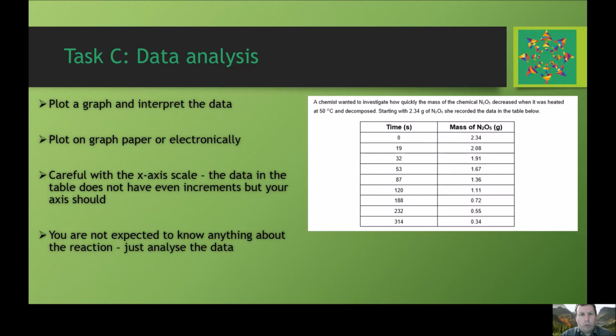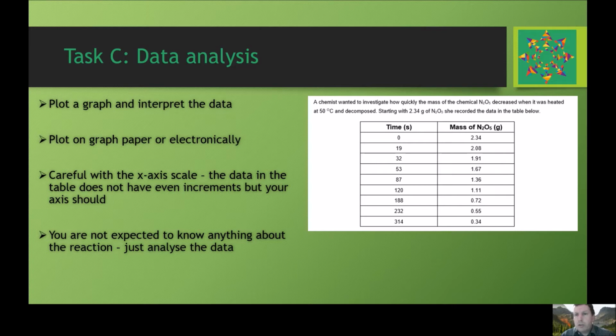Now you can plot the graph on real graph paper, or you can do it electronically in Excel or in another program. It doesn't matter. What's important is you plot a good graph and that you can interpret what it shows you. Bit of advice is to be very careful with the x-axis scale. Now, if you look at the table, you'll see that the rows of the table do not have an even increment between them. It goes up by different amounts between each row. However, your graph, the x-axis, should have an even increment in the scale. So think carefully about how you're going to plot that graph properly.